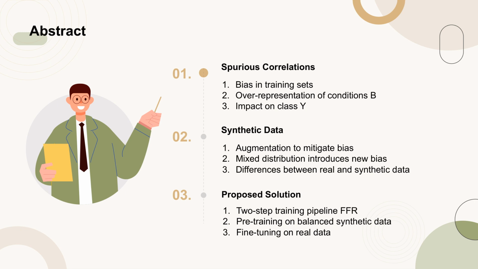To tackle this, the authors propose a two-step training pipeline called From Fake to Real, FFR. This method first pre-trains on unbalanced synthetic data to learn robust representations, then fine-tunes on real data, avoiding exposure to the statistical differences between real and synthetic data. This approach improves worst group accuracy by up to 20% across 3 datasets.